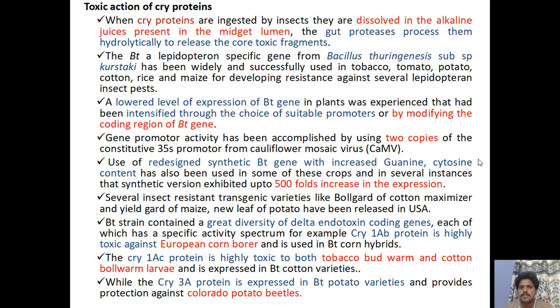The use of a redesigned synthetic Bt gene with increased guanine and cytosine content has also been used in some of these crops, and in several instances that synthetic version exhibited up to 500-fold increased expression. So it is 500 times more toxic because of these redesigning techniques. The best examples are Bollgard cotton, YieldGard maize, and NewLeaf potato, which have been released, and which are all resistant transgenic varieties. There is great diversity of delta endotoxin coding genes, each of which specifies a spectrum of activity. For example, cry1Ab protein is highly toxic for European corn borer and is used in Bt corn hybrids, cry1Ac for tobacco budworm and cotton bollworm, and cry3A, especially in potato, for Colorado potato beetles.